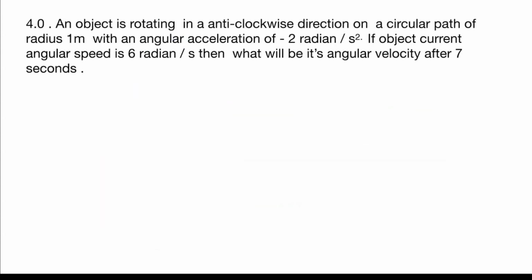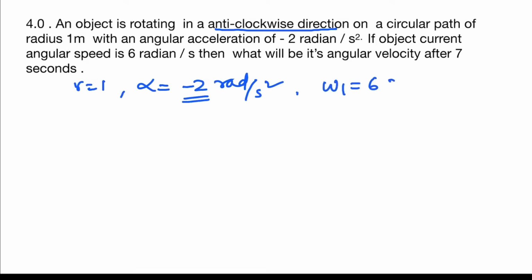Now let's see the fourth and final question or problem of this session. An object is rotating in an anti-clockwise direction on a circular path of radius 1 meter. So the radius is 1 meter and the motion is in anti-clockwise direction, that means in positive direction, with an angular acceleration alpha of minus 2 radians per second square. Here the negative sign shows that the angular acceleration is opposite to the angular motion. Now if the object's current angular speed, which is omega 1, is equal to 6 radians per second, then what will be its angular velocity, omega 2, after 7 seconds, means time duration is equal to 7 seconds.